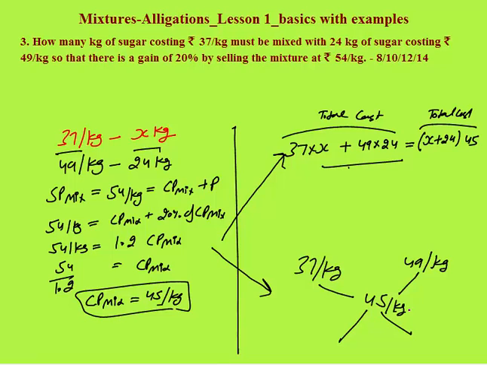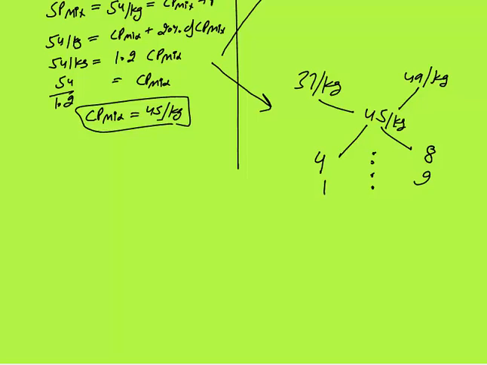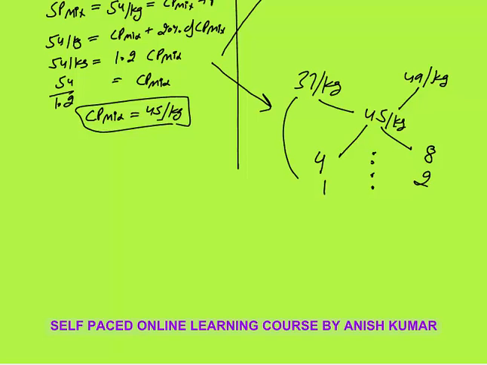Average is 45. Again you have to subtract diagonally. 49 minus 45 is 4. 45 minus 37, this is 8. So you have to mix in the ratio 1:2. This 1 stands for 37, this 2 stands for 49.